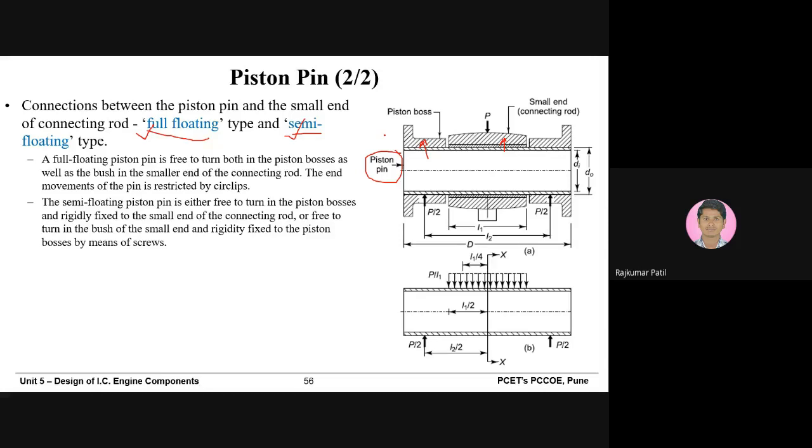So when you say a full floating piston pin, then the piston pin is freely rotating inside the small end of the connecting rod as well as in the piston boss.